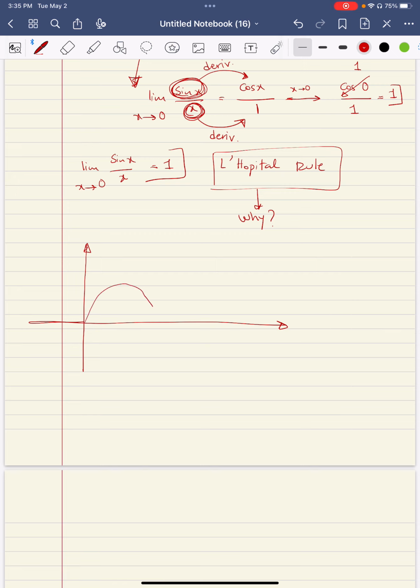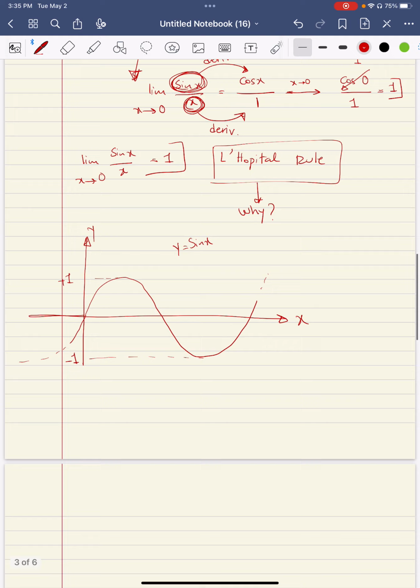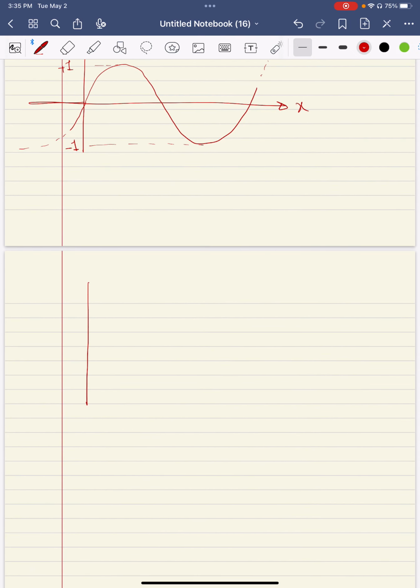So this would be the sine x from +1 to -1. This is y, this is x, y equals sine x. And we have the denominator, which is y equals x.